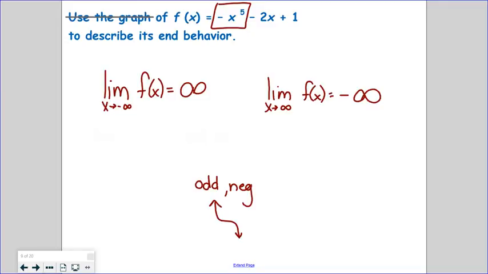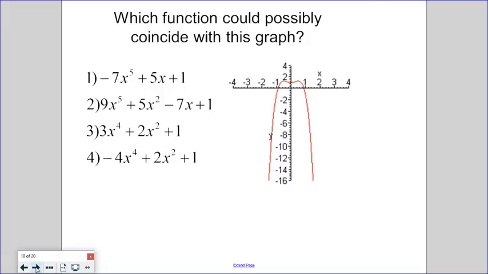So unless it asks me to specifically graph something, I don't even have to look at the picture to know what the ends are going to do. And you can absolutely use that test to figure that out. All right, so now I want you to take a second and talk at your tables. I'm giving you 4 equations for this picture. Figure out which of those equations would actually work for that picture. Option 1, 2, 3, or 4. Okay, now use words to talk at your table about which option it is.